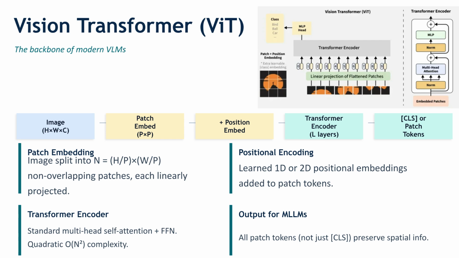Standard ViT uses learned 1D positional embeddings, but for dynamic resolution handling, techniques like interpolation are used in models such as NaViT and AnyRes. These patch tokens then go through the transformer encoder, which uses standard multi-head self-attention and feed-forward networks. For ViT-L, that is 24 layers, 1024 dimensions, and 16 attention heads. One important note, self-attention has quadratic complexity with respect to the number of patches, which becomes a bottleneck for high-resolution images. For MLLMs, we typically use all the patch tokens rather than just the CLS token, because the patch tokens preserve spatial information. For a 336-pixel image, with patch size 14, that gives us 576 visual tokens that get fed into the connector.